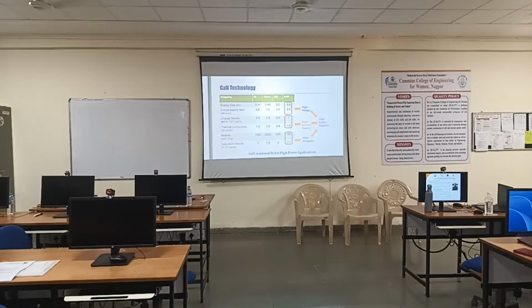Similarly, charge density, thermal conductivity, mobility, saturation. You see mobility: the highest mobility is offered by gallium arsenide. So can we use it for power applications? The answer is no, because high voltage handling is the prime requirement. But you can use gallium arsenide for higher frequency. For higher frequency, gallium arsenide can be used, but for high power, gallium nitride is the best choice. From the frequency point of view, it is almost 4 times.